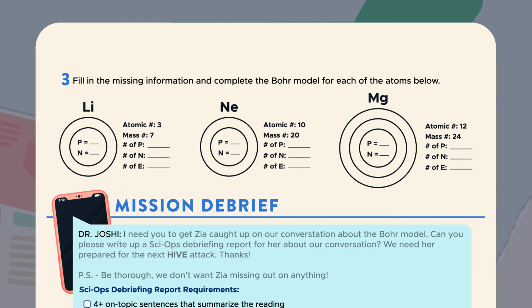3. Fill in the missing information and complete the Bohr model for each of the atoms below. Lithium, atomic number 3, atomic mass number 7. Fill in the number of protons, number of neutrons, number of electrons, and label the nucleus with the number of protons and neutrons as well as place the electrons in the correct orbitals.